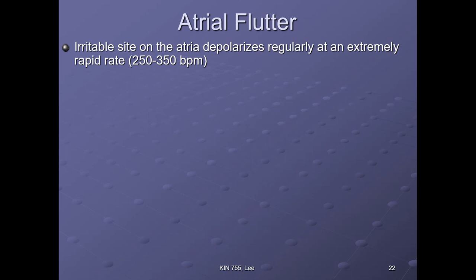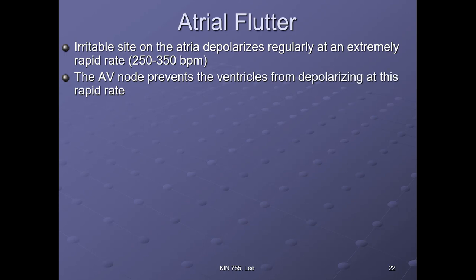Atrial flutter. So atrial flutter is going to be really similar to something called atrial fibrillation, but there is a key difference that I want to talk about. In atrial flutter, a site within the atria becomes irritable and starts depolarizing the heart at a regular basis that's really, really fast. So the AV node is going to prevent the ventricles from keeping up with the atria. So basically what you're going to see is a really high atrial rate and a somewhat normal ventricular rate. And thus you're going to have more P waves compared to the QRS complexes, and we're actually going to call the P waves flutter waves in this case.